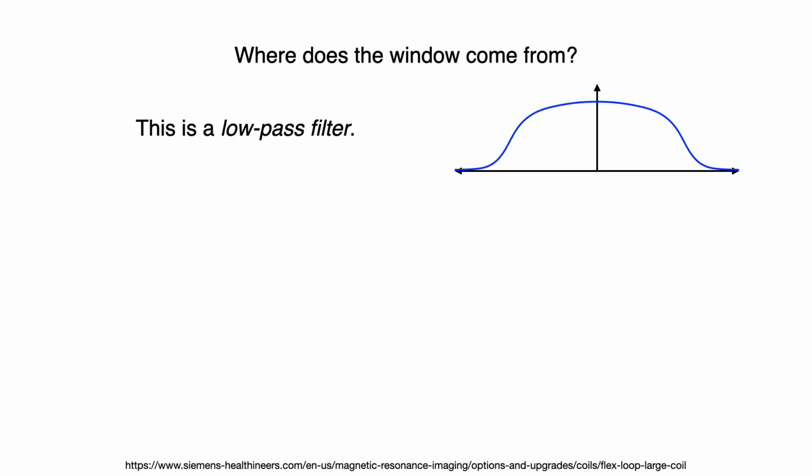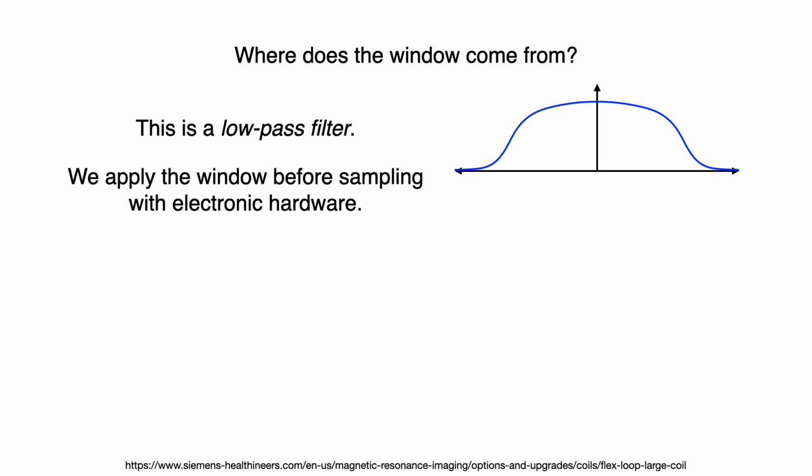To answer that, we need to go back to some fundamental electrical engineering. This window is a low-pass filter. It's high near the center, and it goes to 0 as you get farther away. We need to apply this window before we do any sampling. And the way to do that is to apply the window with electronic hardware.